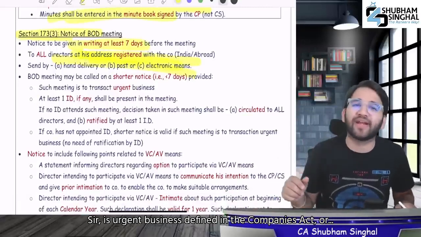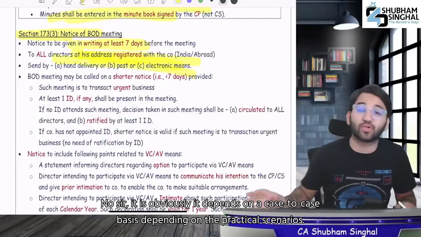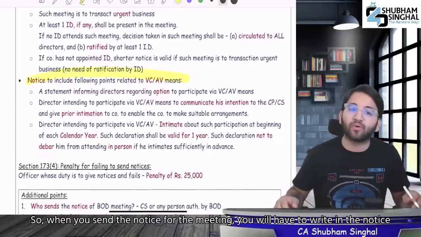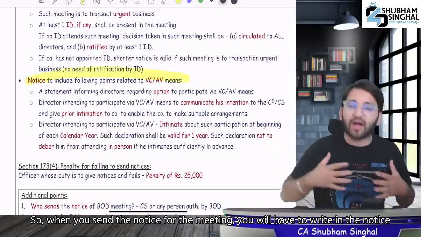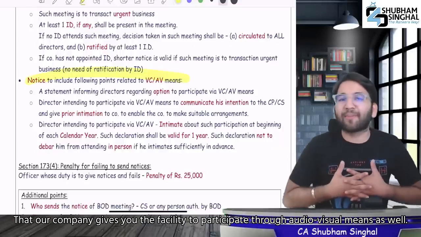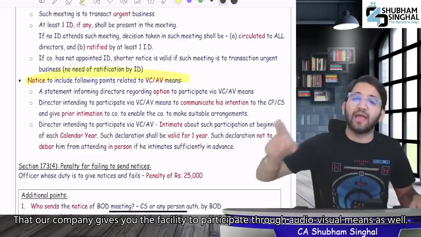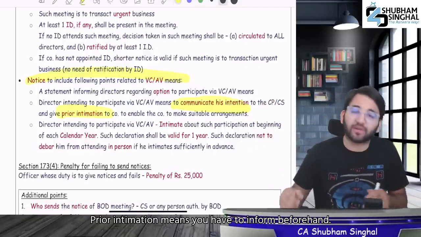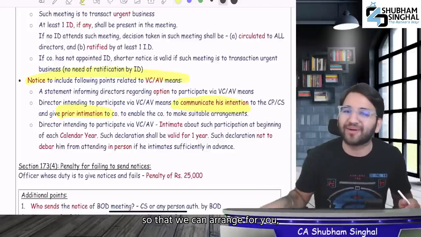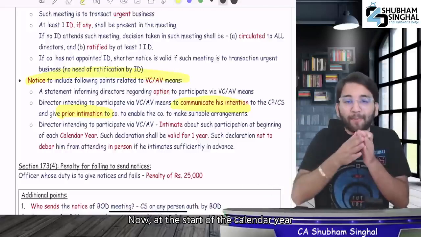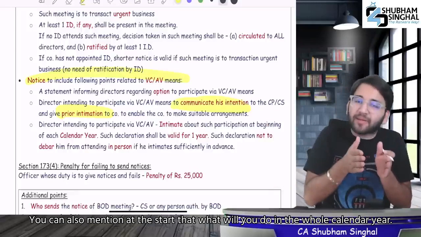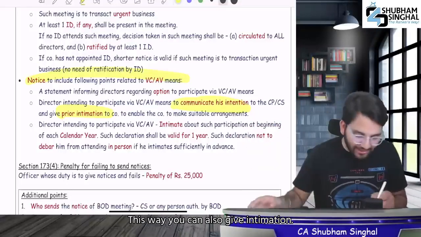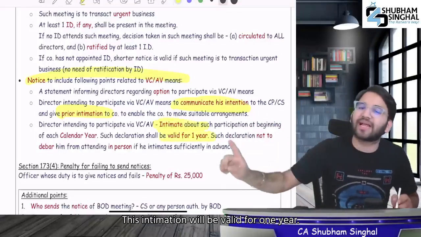Is urgent business defined in the Companies Act? No, it obviously depends on a case to case basis, depending on the practical scenarios. What did I say then? When you send the notice for the meeting, you will have to write in the notice that our company gives you the facility to participate through audio-visual means as well. If you want to participate, you will have to communicate your intention. Prior intimation means to inform beforehand so that we can arrange for you. They have given another option at the start of the calendar year. You can also mention what you will do in the whole calendar year: attend through video conferencing. In this way, you can also give intimation. Intimation is valid for 1 year.